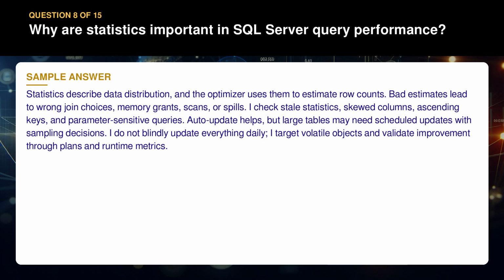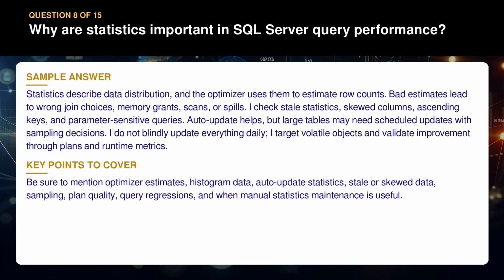Auto-update helps, but large tables may need scheduled updates with sampling decisions. I do not blindly update everything daily. I target volatile objects and validate improvement through plans and runtime metrics. Be sure to mention optimizer estimates, histogram data, auto-update statistics, stale or skewed data, sampling, plan quality, query regressions, and when manual statistics maintenance is useful.